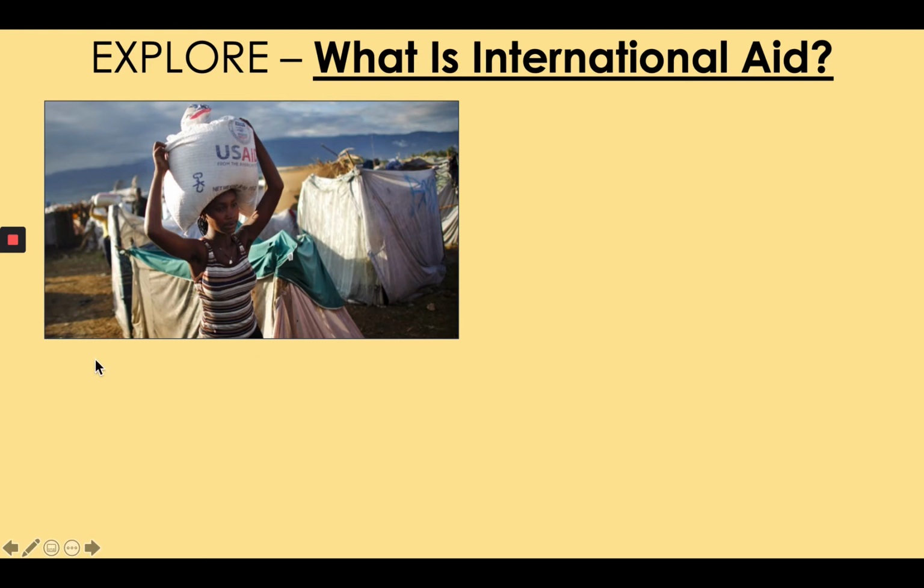This is a photo of a lady in a country called Sudan who's receiving food from the United States government to help the people after a famine. A famine means when there's no food for people. This type of aid is not supposed to last a long time. It's just supposed to help people deal with the lack of food until they can grow more of their own. This is called short-term aid.